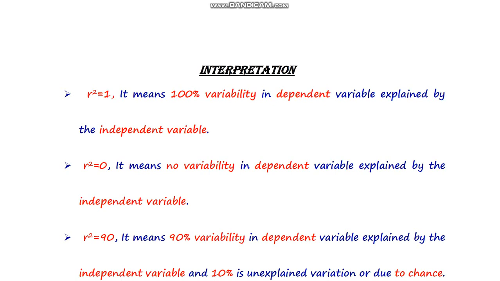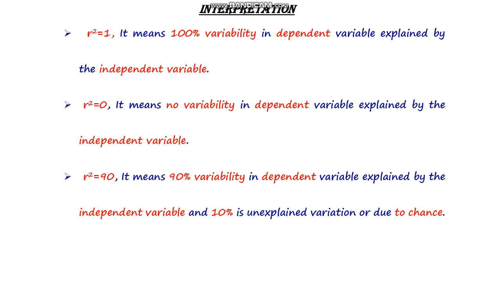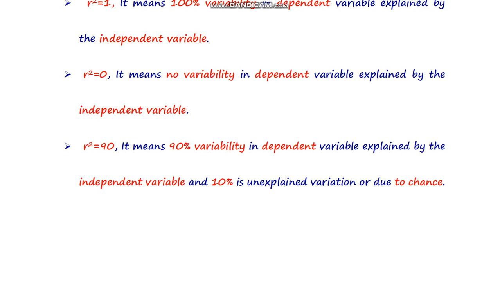Here is its interpretation. If R square is equal to 1, it means 100% of the variability in the dependent variable is explained by the independent variable. If R square is equal to 0, it means no variability in the dependent variable is explained by the independent variable. If R square is equal to 90%, it means 90% of the variability in the dependent variable is explained by the independent variable, and 10% is unexplained variation due to chance.